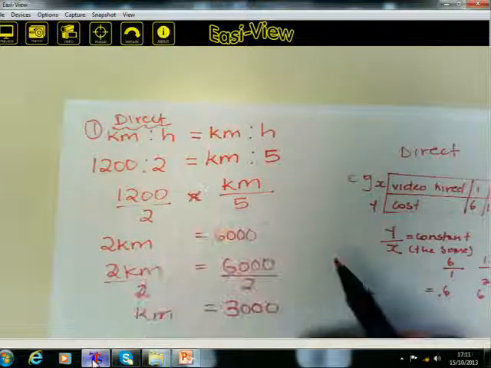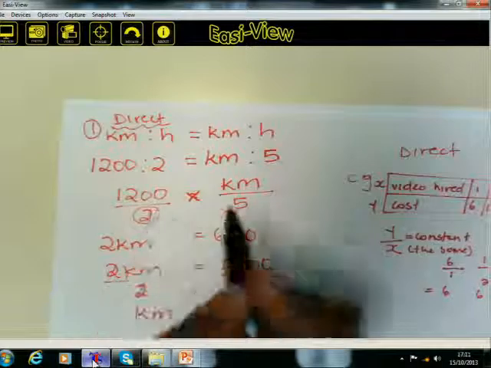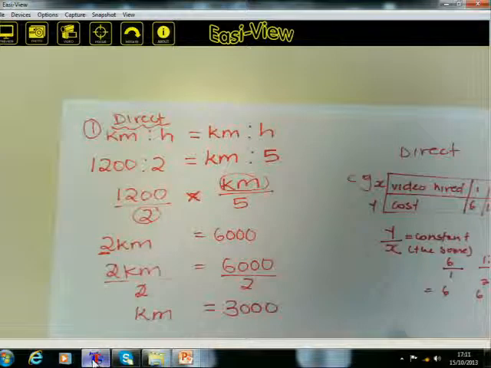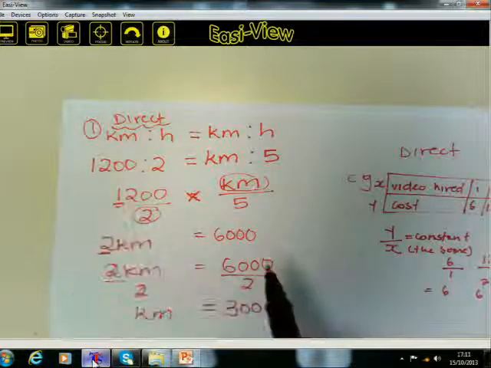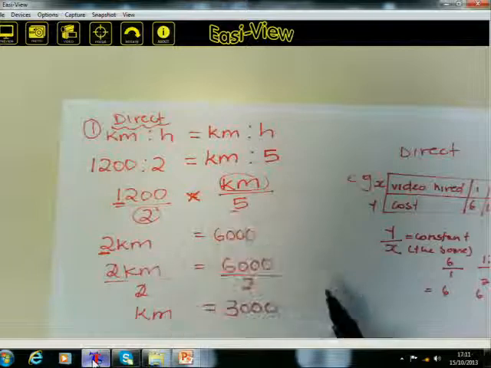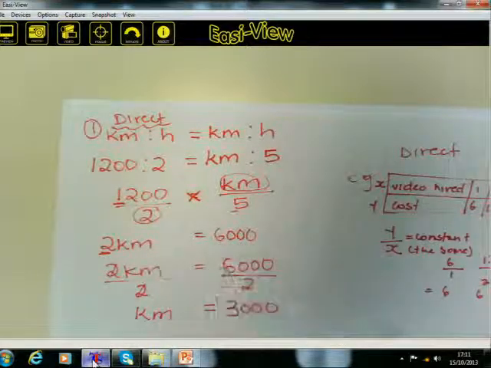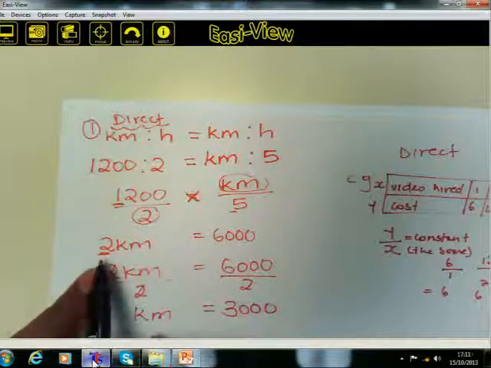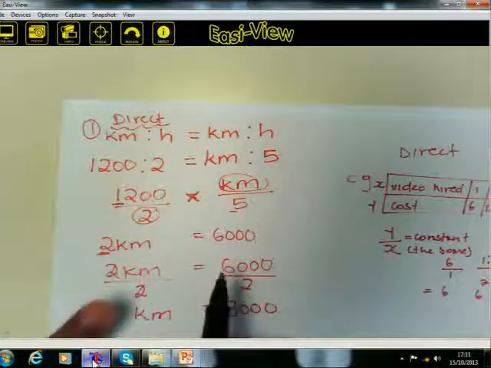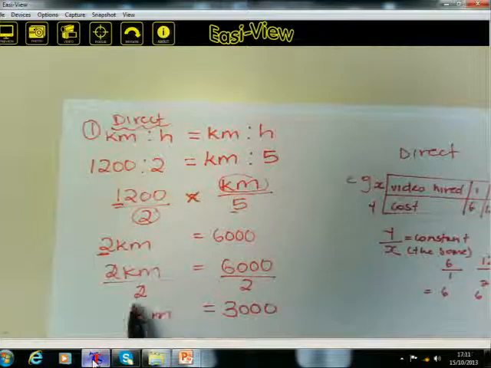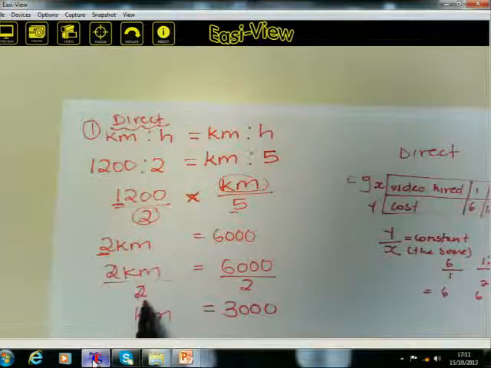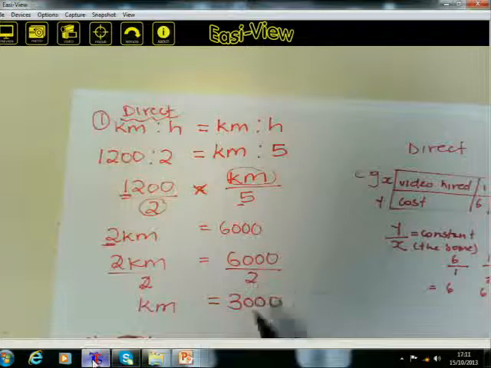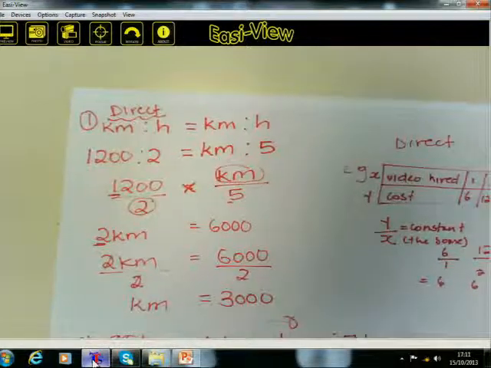As I indicated here, cross multiplication, these two multiply by these kilometers, and then they gave me 2 kilometers. And then this 1,200 multiplied by 5, and then it gave me 6,000. And then from there, because I'm looking for the kilometers, to get rid of the 2, I divided by 2 on both sides. So 2 kilometers, I divided it by 2, and then the 2s cancelled each other. And then the 6,000 also, I divided by 2, and then I got 3,000.